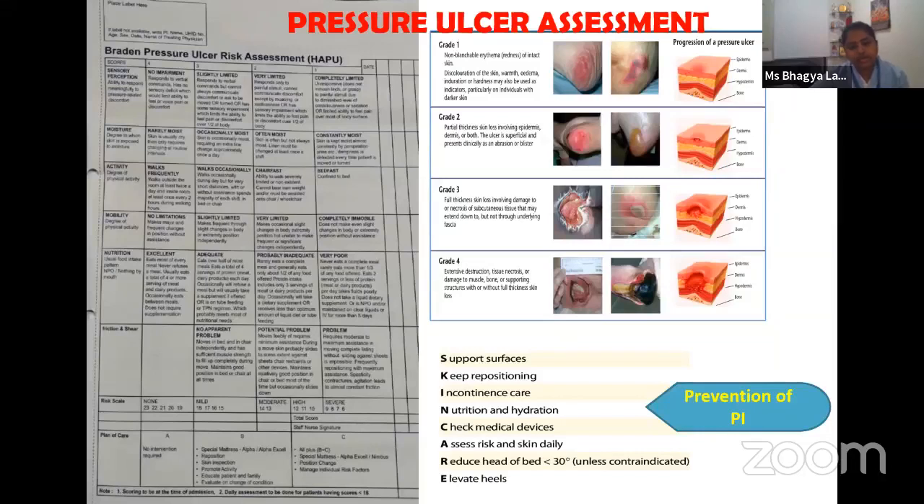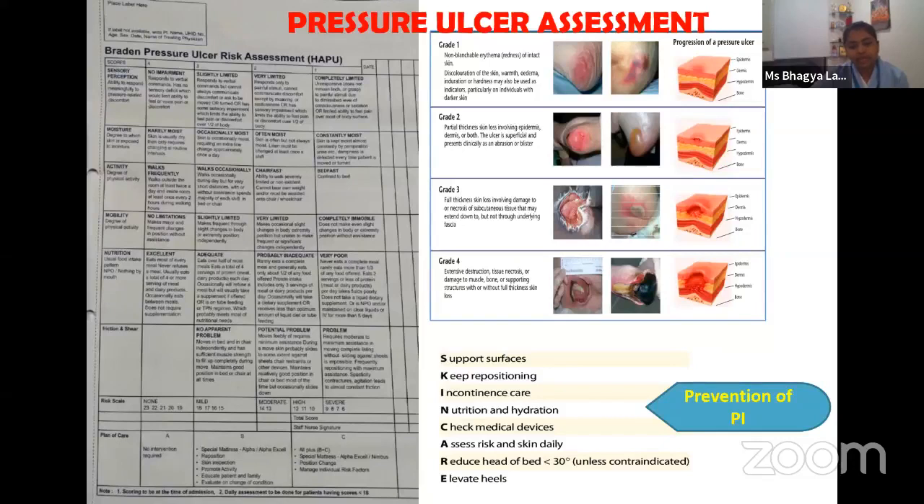Incontinence care: if the patient is on a male catheter, otherwise if the patient is bedwetting, have frequent visits, turn the patient continuously, and make sure that the patient's genital area is dry. Then nutrition and hydration. As I have told, nutrition is a type of medicine to the patient. It helps in good outcomes. Good nutrition helps in reducing the risk of pressure ulcer.